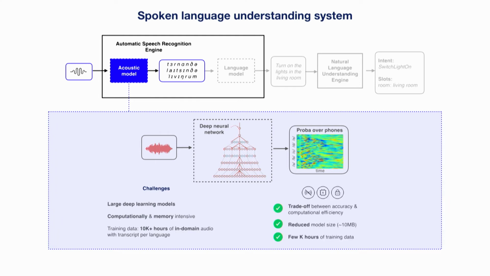So what we did at Snips is basically accept a trade-off between the accuracy of the acoustic model and its size. So we managed to reduce it to around 10 megabytes. And actually we needed much less data to train it. So as I will show in the following, this loss in accuracy can be compensated in some way.